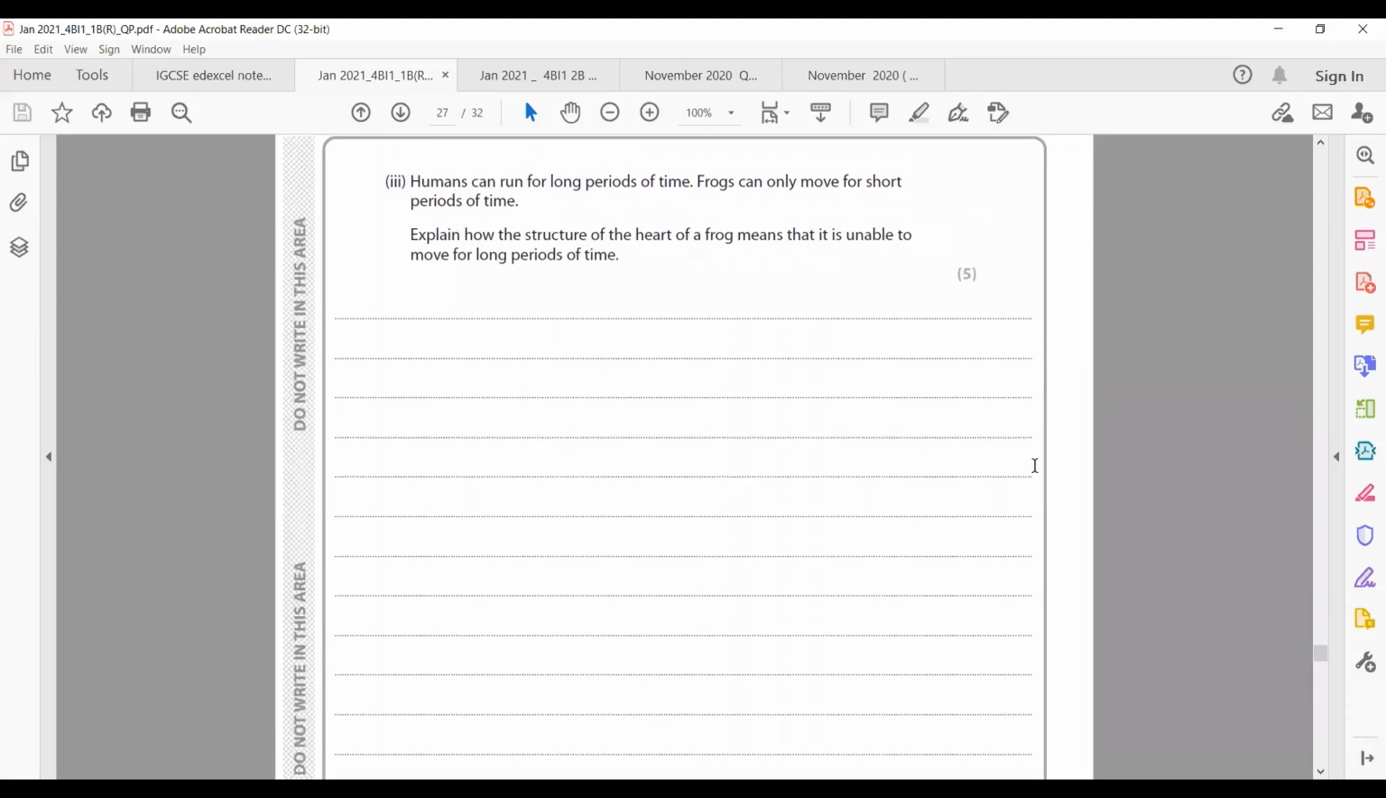Salma, number 3. All the big questions are yours today, lucky you. Let's go for more training. Good. Humans can run for long periods of time. Frogs can only move for short periods of time. Explain how the structure of the heart of a frog means that it is unable to move for long periods of time.